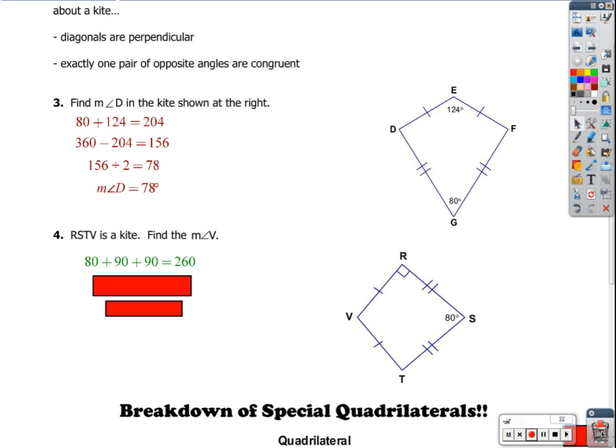So 80 plus 90 plus 90 gives me 260 of the degrees that I already know. Again, it's a quadrilateral, so it's 360 degrees of interior angles. I can subtract them, and I can see that the measure of angle V is 100 degrees.